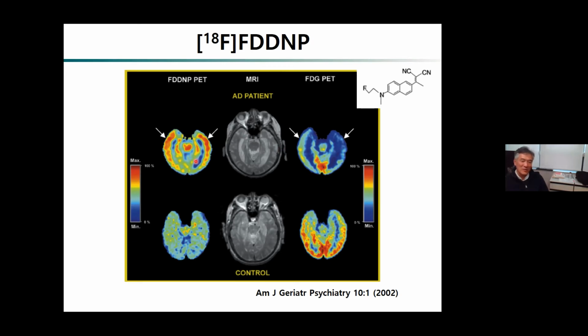Because we cannot identify whether the activity is from amyloid plaque or abnormal tau, these types of compounds cannot differentiate whether this patient has tauopathy or amyloid plaque. So these compounds cannot pass through FDA approval.